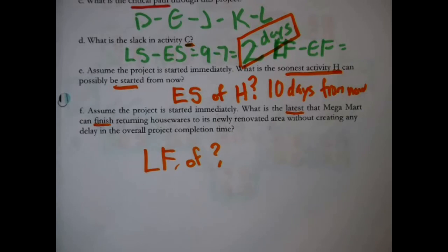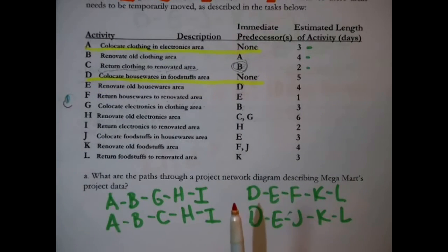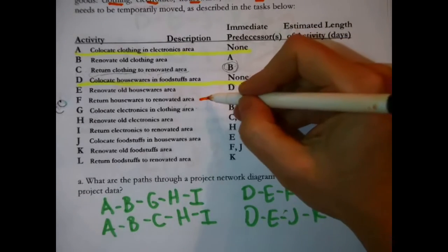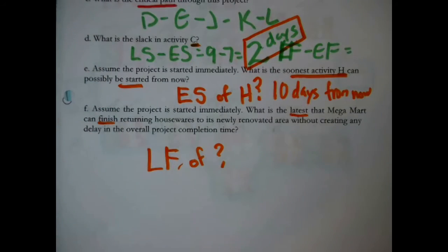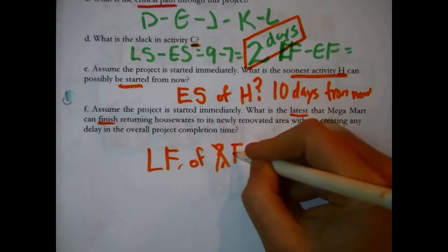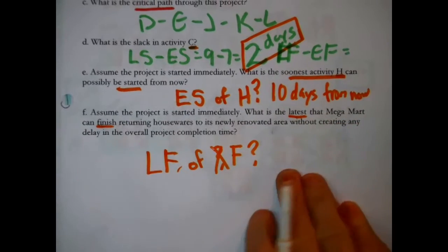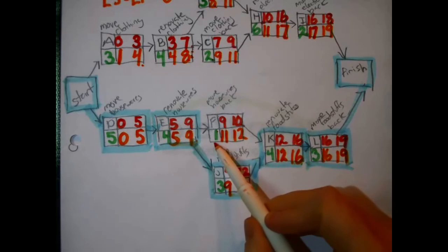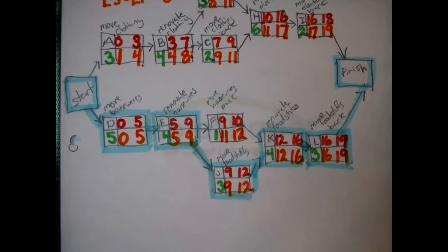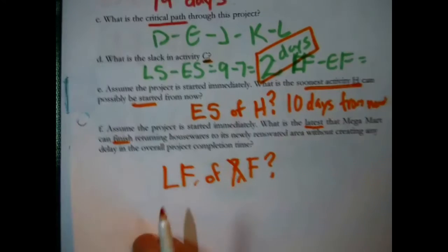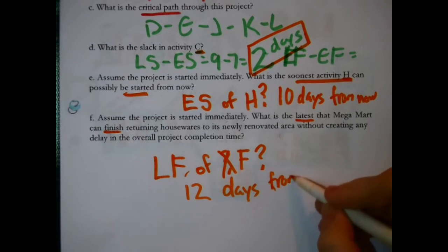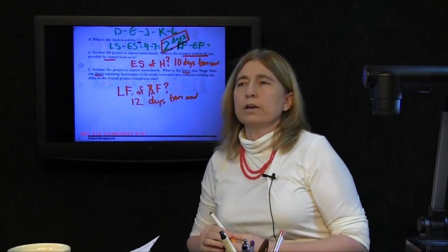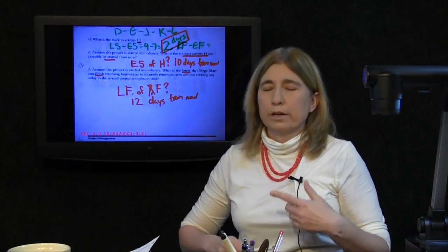Oh, you just got to find that description on the original table. Returning housewares to newly renovated area. That's F. Not a mystery anymore. The late finish time of F. Just got to find it. What's the latest we would be finishing? There's F right here, returning housewares, moving them back. Late finish 12. 12 days from now. We started immediately, we started right now. The latest we could be finished with that particular task is 12 days from now.